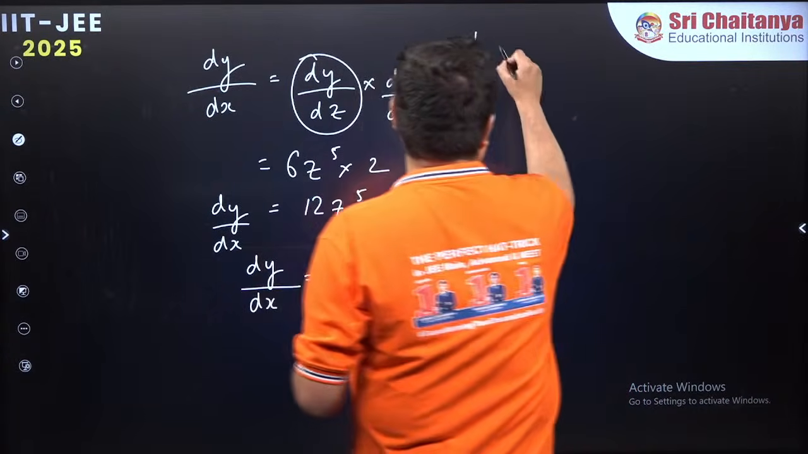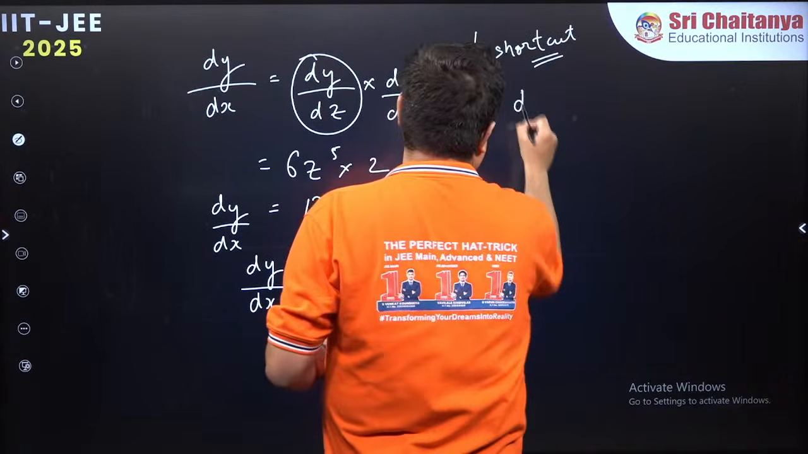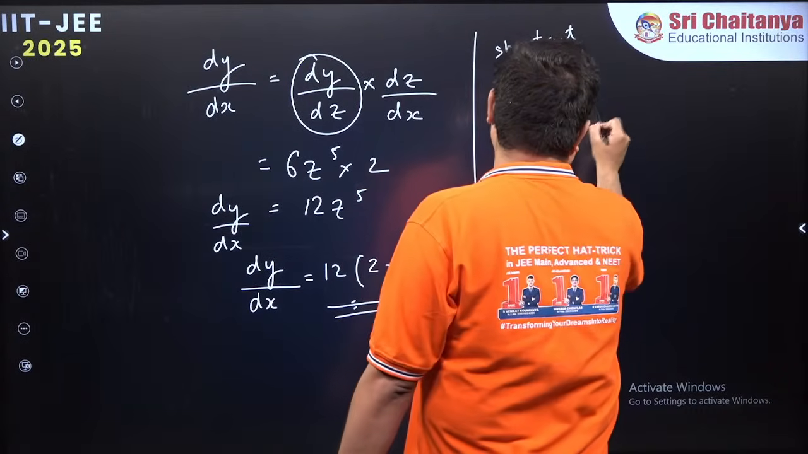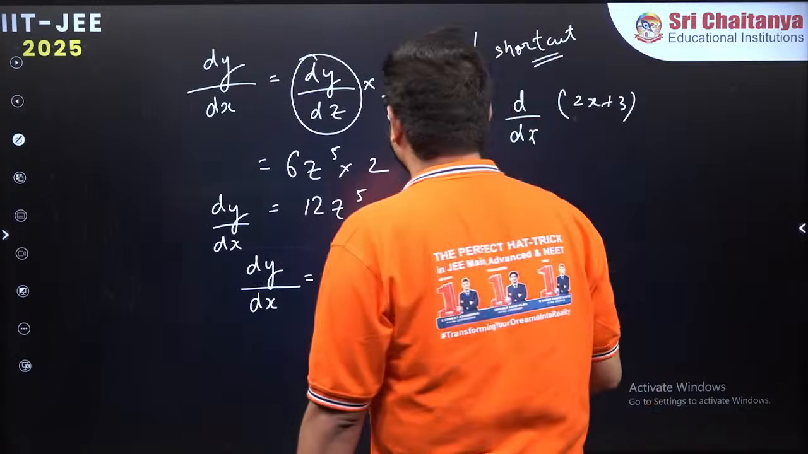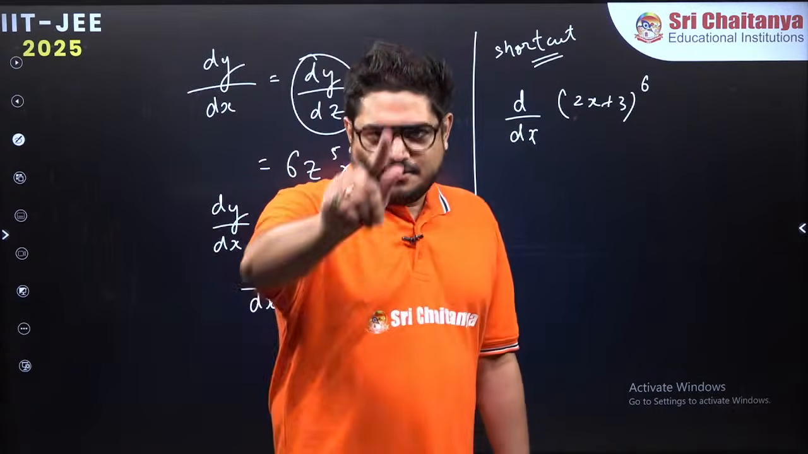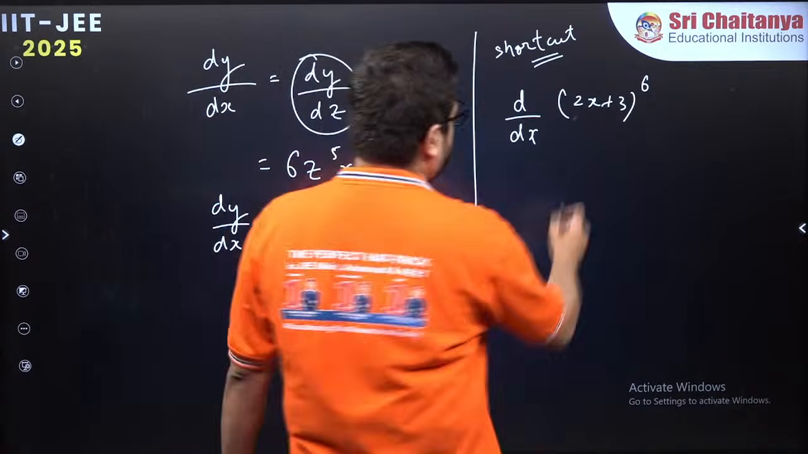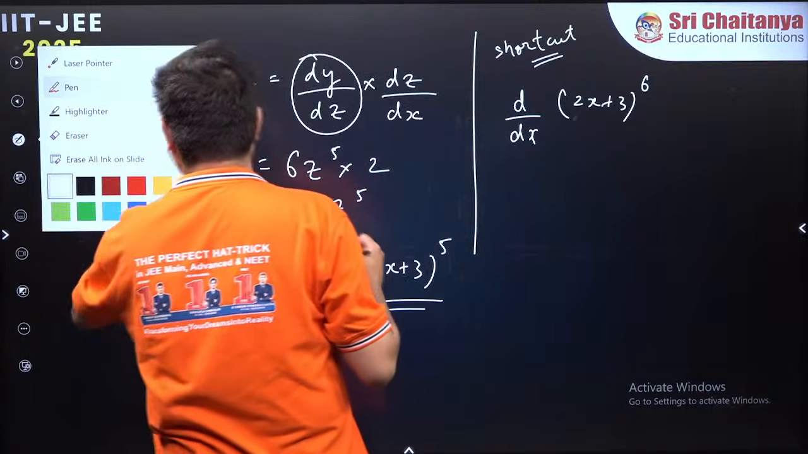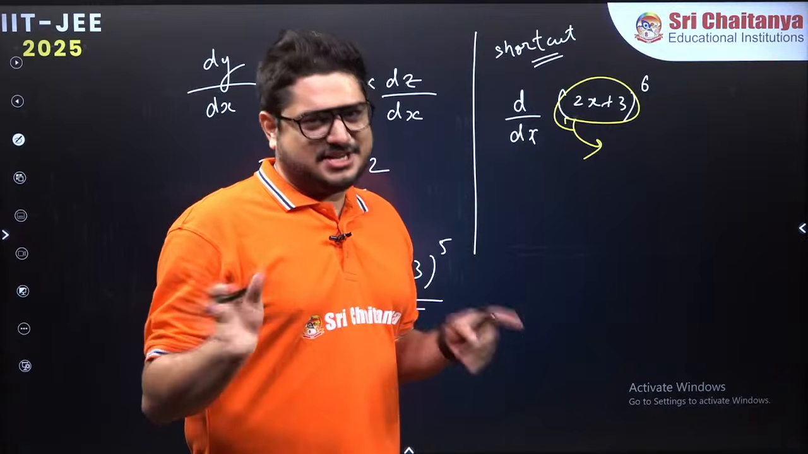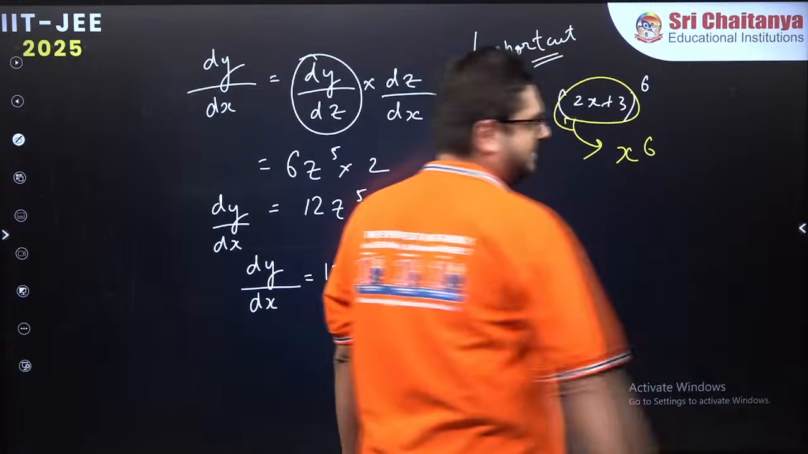Now comes the shortcut method. What needs to be done? Because we are here to teach you the shortcut methods. So what was given? That was d by dx of (2x plus 3) whole to the power 6. We need to find this out. In order to find it by the shortcut method, you choose this 2x plus 3 to be a function, meaning you treat it as your x. Let's say it is x to the power 6.